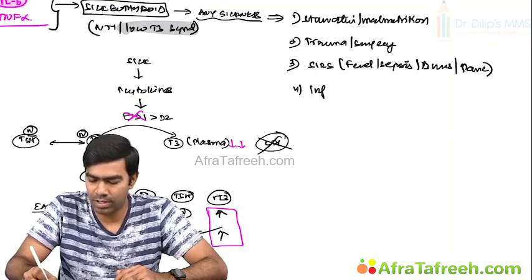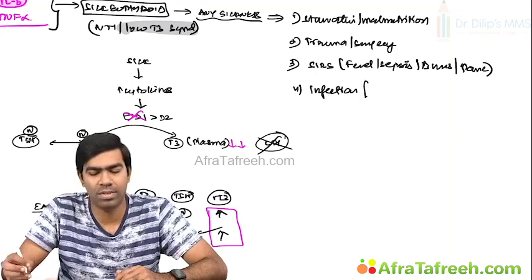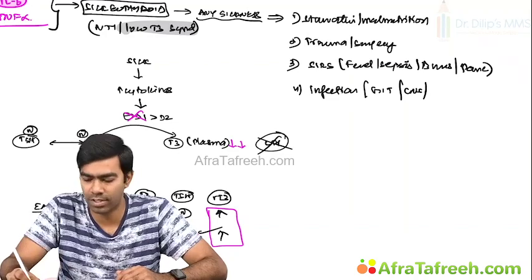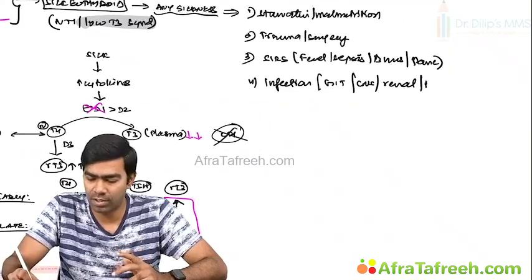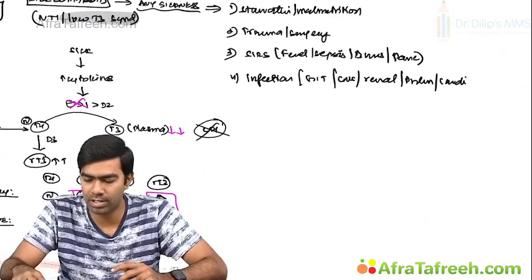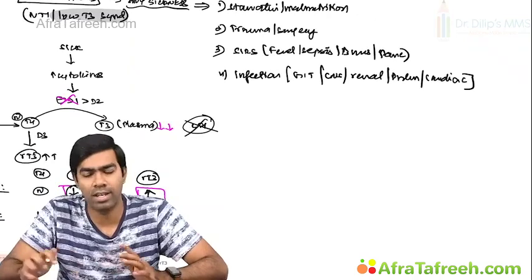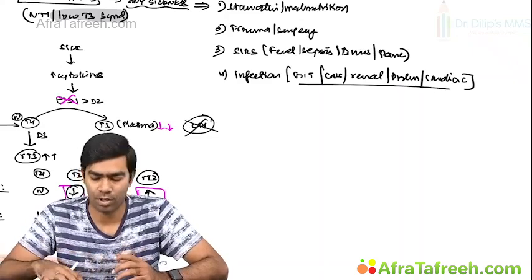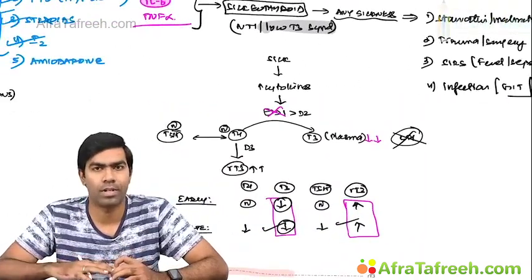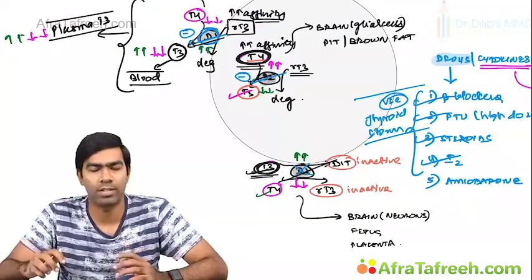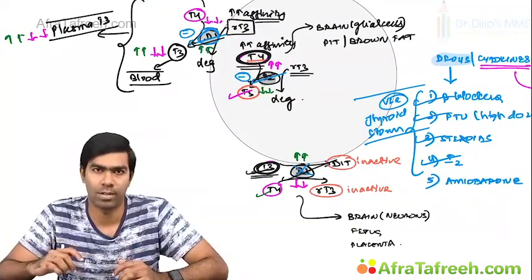Or any patient who is having any infection. For example, infections of the GIT causing diarrhea, infections of the CNS causing meningitis or meningoencephalitis, infections of the kidney causing pyelonephritis or renal failure itself, infections of the lungs causing pneumonia, pulmonary causes, or infections of the heart like myocarditis or even heart failure, or literally any sick state, any organ related sick state can result in sick euthyroid syndrome. Clear? So this is the importance of understanding these peripheral deiodinases or iodothyronine deiodinases.